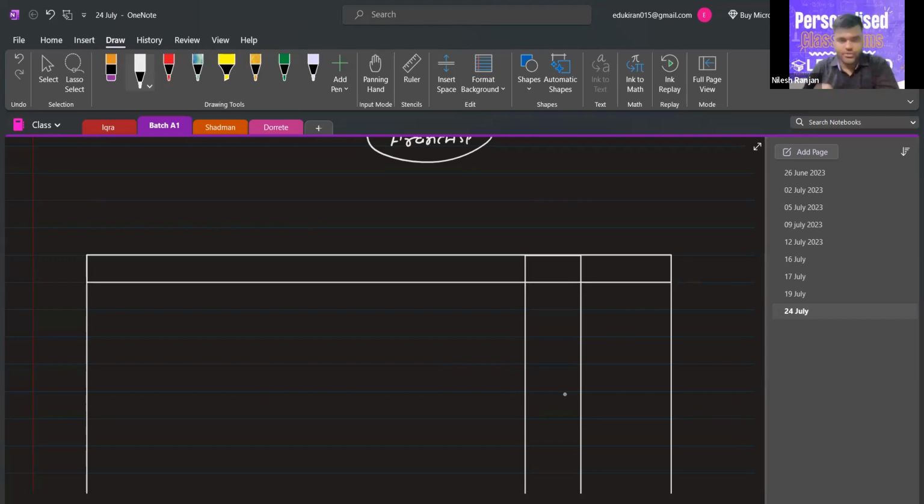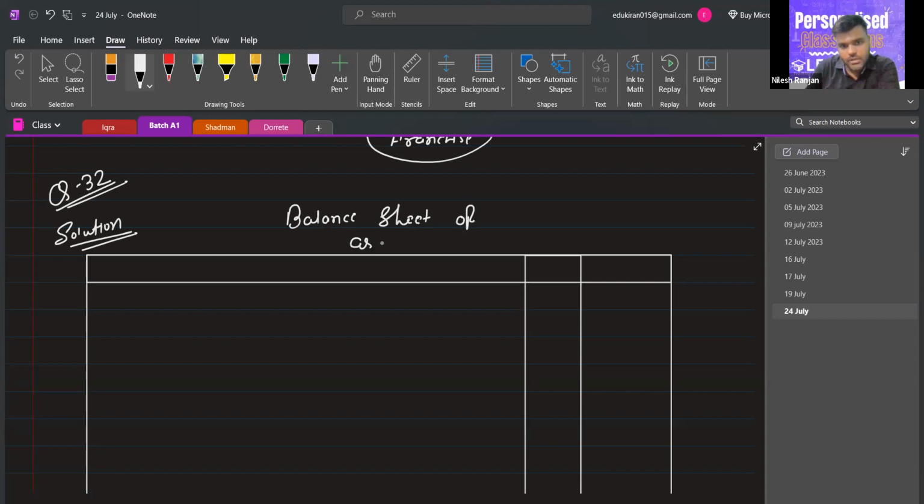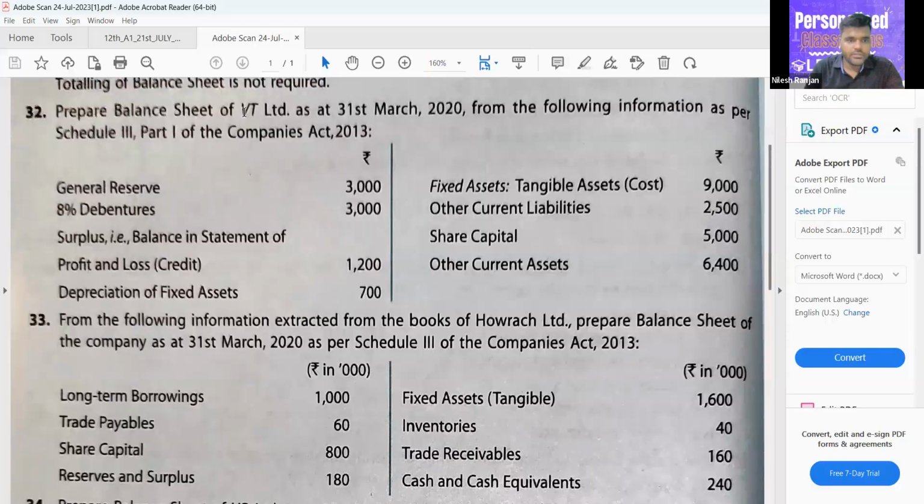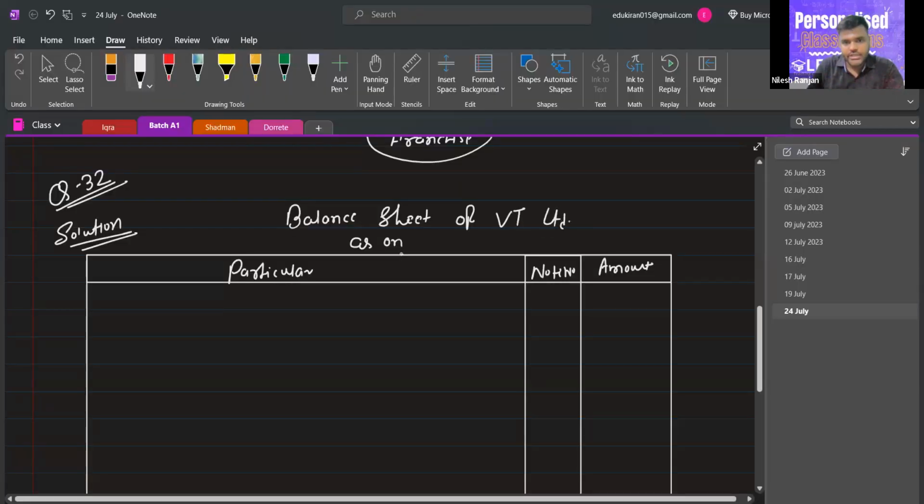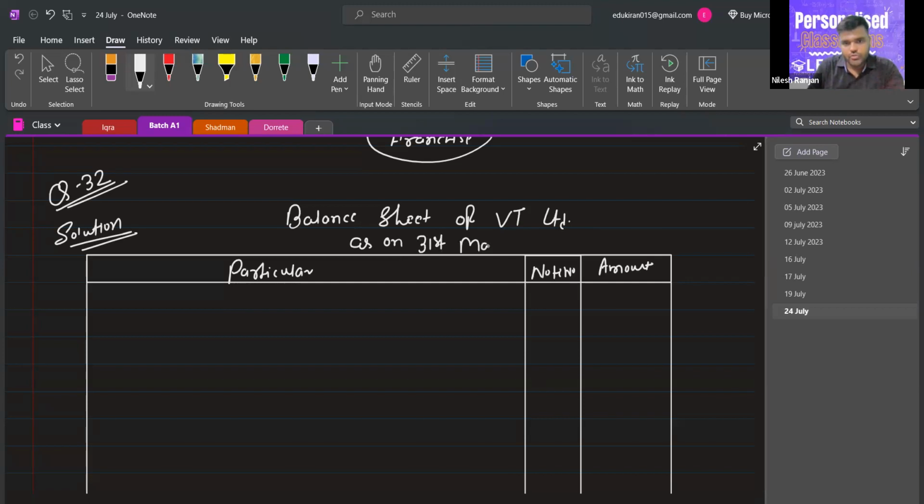Okay, so balance sheet. Balance sheet of VT Limited as on 31st March 2020. First of all, particular, note number, and then amount.